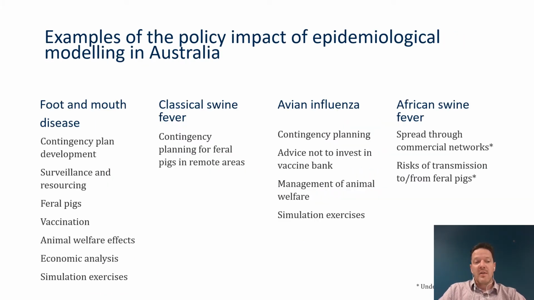So Australia has a very long history in using epidemiological models to answer some of these questions, and my co-author Graham Garner has really led this initiative over the last 25 years. We've developed capacity to model a range of transboundary animal diseases, including foot and mouth disease, classical swine fever, avian influenza, and African swine fever, and also have capacity to model equine influenza, blue tongue, and also some TSEs.